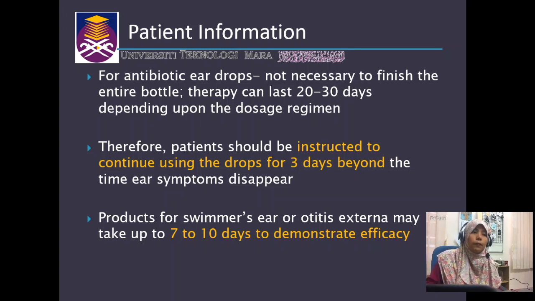Okay, products for swimmer's ear or otitis externa may take up to 7 to 10 days to demonstrate efficacy. So if you use it for only around 3 to 4 days and feel like it's not working, that's because swimmer's ear takes time. You need to wait until 7 to 10 days.